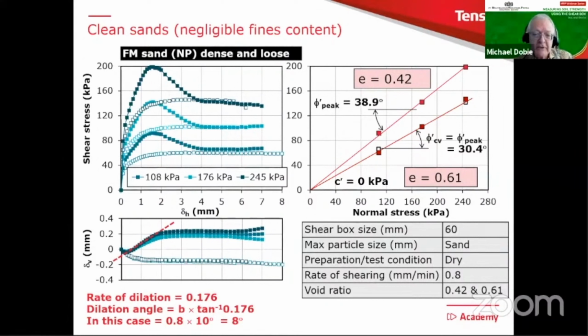Would you use 8 degrees for design? You have to make that judgment. Probably not, because you struggle to guarantee that you're going to have such a huge dilation everywhere at the same time during, say, the development of a shear plane within a structure. So I'm not talking today about how you interpret. I'm just talking to you about the data which you need to have to do it.